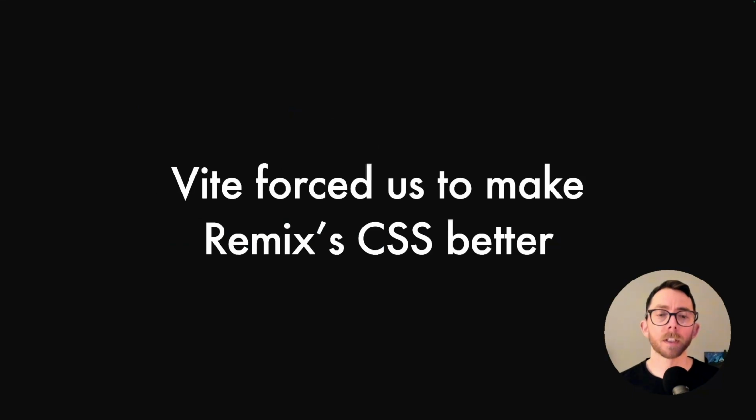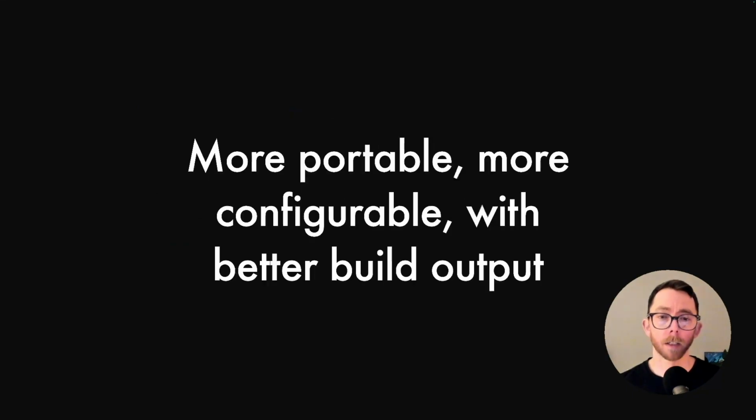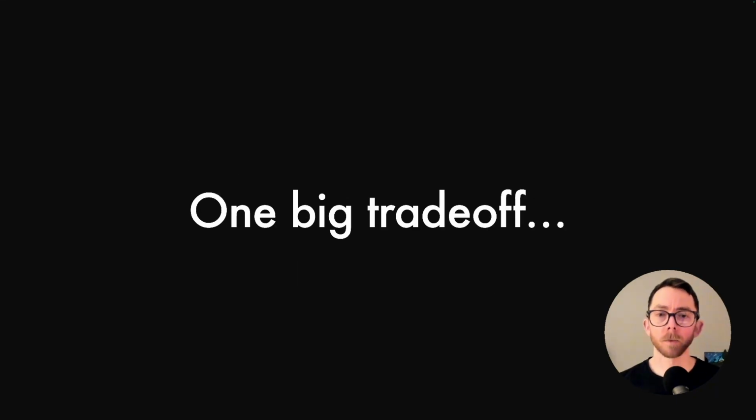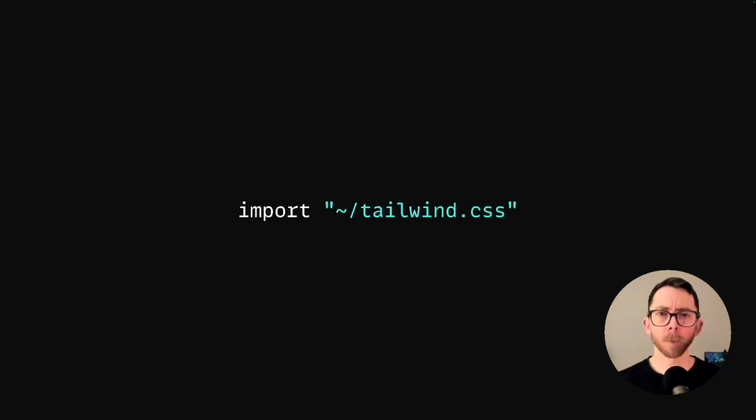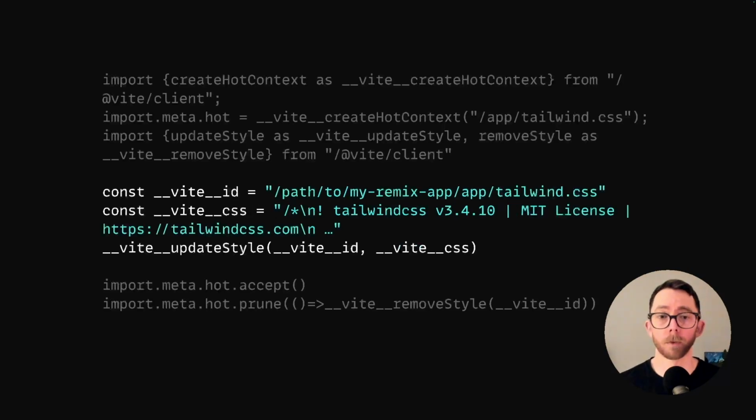So Vite forced us to make Remix's CSS better. And what we've ended up with here is more portable, more configurable via the Vite config, and better build output. But this still came with one big trade-off, and that's Vite's approach to lazy loading in development. Now, this is obviously one of its big selling points, but it introduces a challenge for CSS. And that's because when you import CSS in this way within a JavaScript file, there's really no native counterpart that it can directly translate to in the same way it can with JavaScript modules.